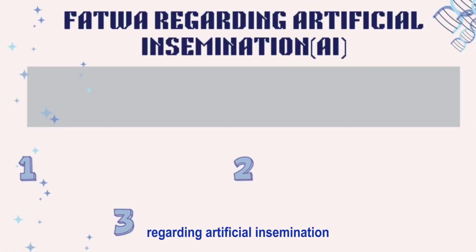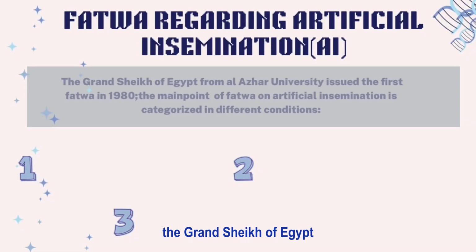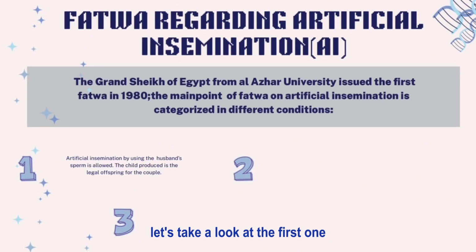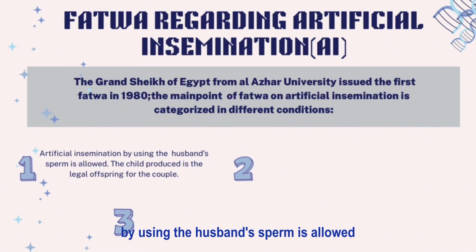Let's talk about the fatwa regarding artificial insemination. The Grand Sheikh of Egypt from Al-Azhar University issued the first fatwa in 1980 that artificial insemination can be done in different conditions. Let's take a look at the first one. Artificial insemination by using the husband's sperm is allowed. Does this mean that the child produced is the legal offspring of the couple?